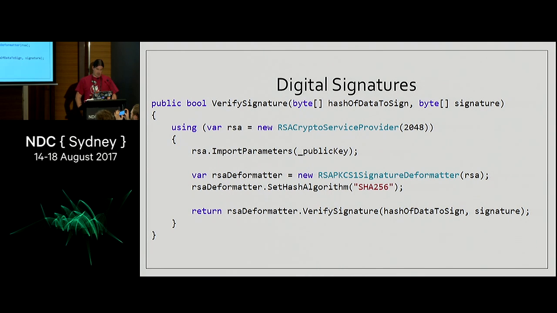And then we call RSAPKCS1SignatureDeformatter, set the hashing algorithm to SHA-256, and we call VerifySignature. We pass in the hash of the data that was originally signed and the signature, and it'll either return true or false. True, it's a valid signature. False, it's not. Discard it.